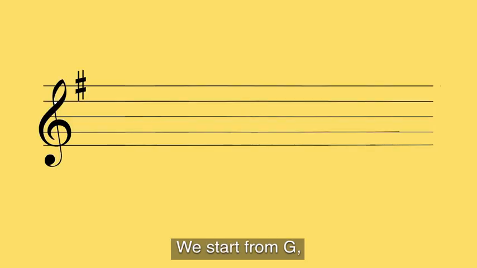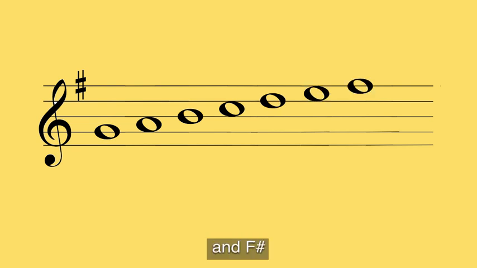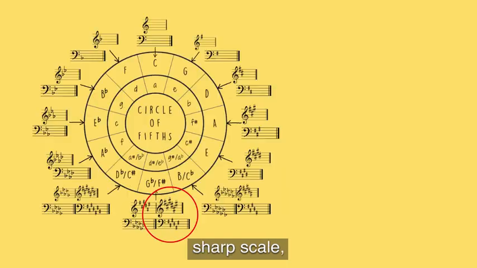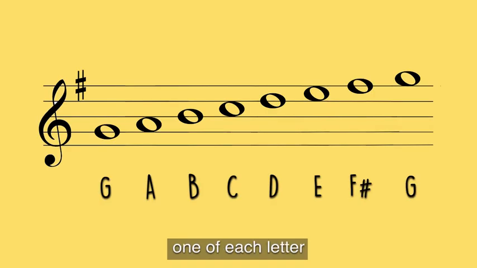Now that we know how to form a scale, let's try this with G major. We start from G, A, B, C, D, E, and F sharp, then G. In this case, because this is a sharp scale, we should use F sharp instead of G flat. Also, each scale should only contain one of each letter, so we can't have G flat then G.